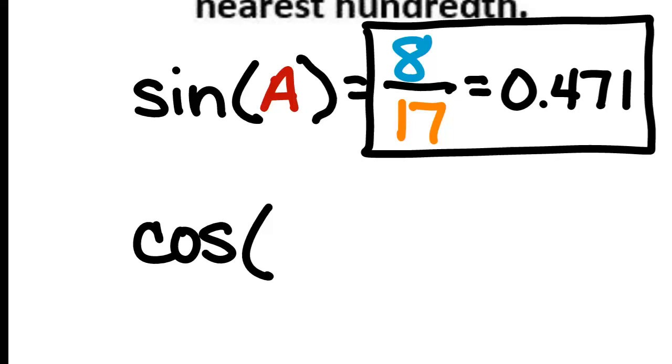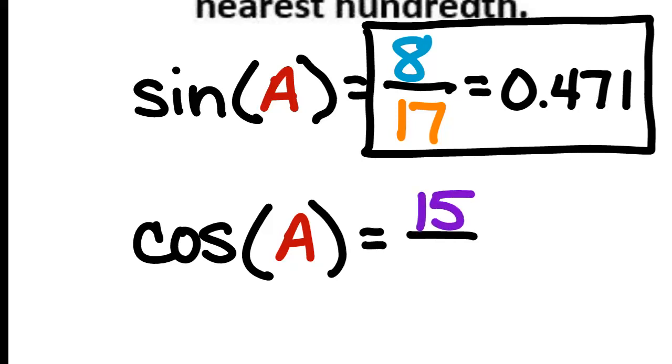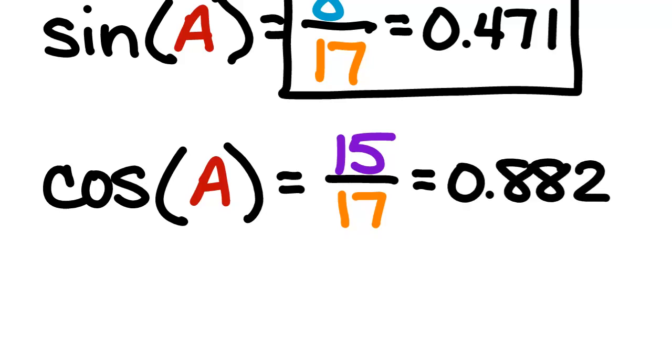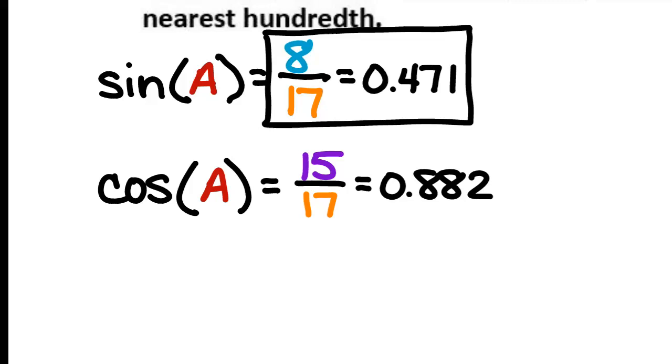Cosine of angle A is adjacent over hypotenuse. Our adjacent side is 15 over the hypotenuse of 17. And I can't reduce that fraction down at all, so I'm going to leave it as just 15 over 17 for the fraction form here. When I pop that one into my calculator, 15 divided by 17 is 0.882. If you take it out to just 2 decimal places, it would be 0.88.